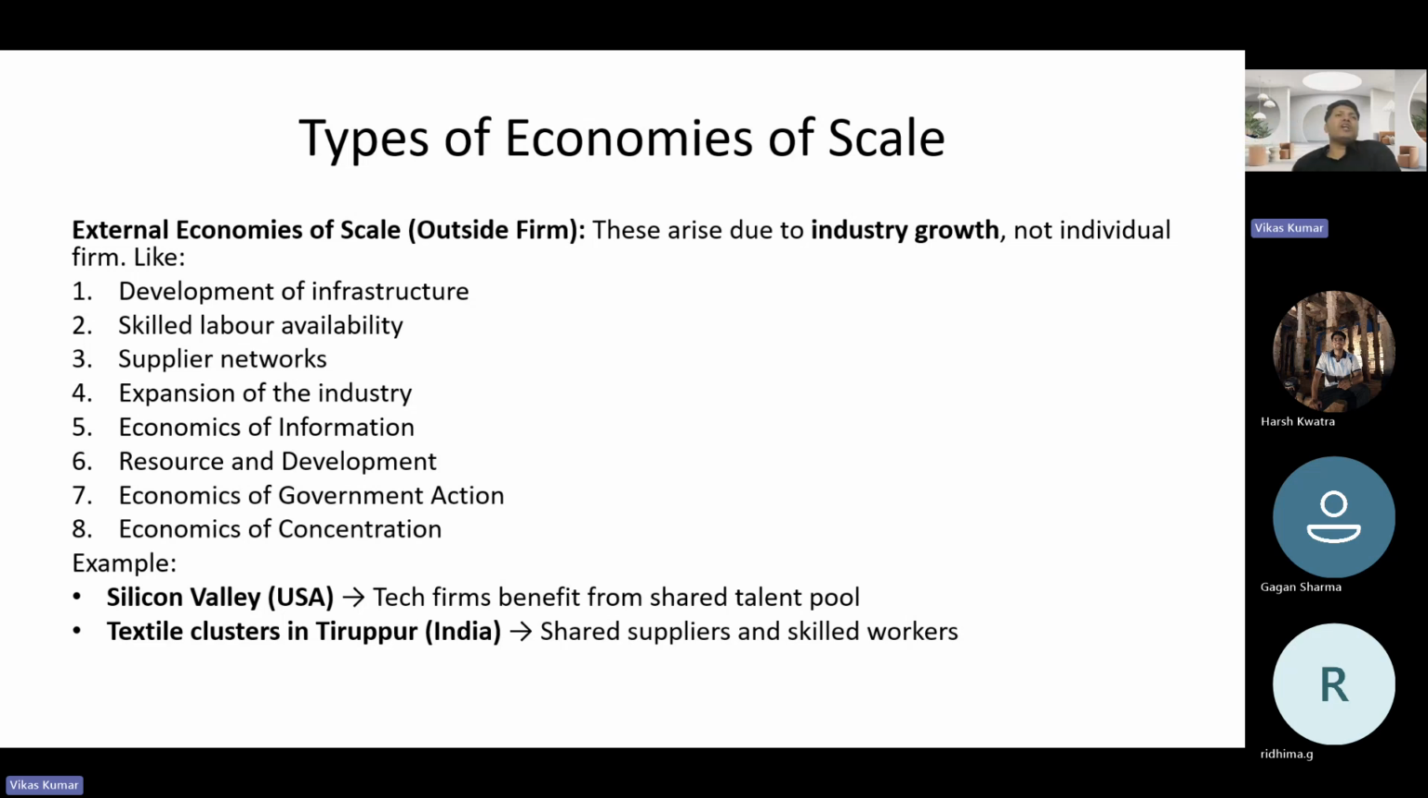So these are factors which are not in the direct control of a firm, unlike internal economies, which are in the direct control of a firm. These external economies are the outside factors. They arise due to industry growth, not from an individual firm. Like development of infrastructure: when infrastructure develops, that benefit will be taken by the entire industry, the entire sector.